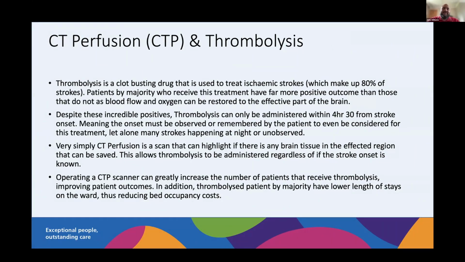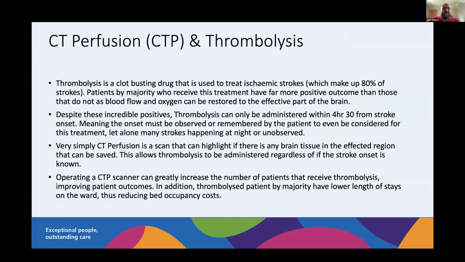So the problem with thrombolysis is it can only be administered within 4.5 hours of onset from the stroke onset. Meaning one, that the patient either has to remember when the stroke happened, which is not always possible. Someone has to have seen it happen, which again is not always possible. And a lot of strokes happen at night, so you don't necessarily even know when it happened. This seriously reduces the amount of patients that can receive thrombolysis because they have to have been witnessed or actually remember when the stroke happened.